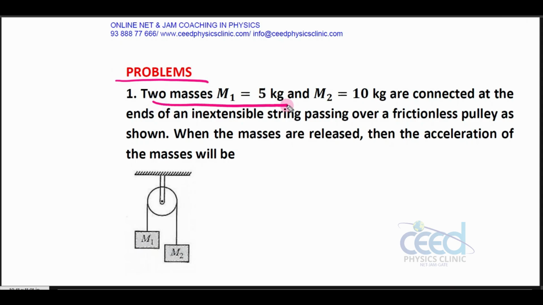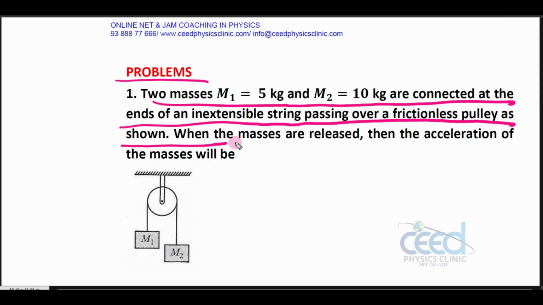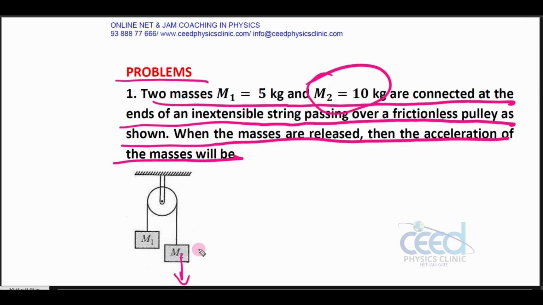Two masses M1 5 kg, M2 10 kg are connected at the ends of an inextensible string passing over a frictionless pulley as shown. When the masses are released, then the acceleration of the masses will be. So here mass M1 is given, here M2 is given. Now M2 is more, so it comes down with an acceleration A, then the other goes up with acceleration A, right?